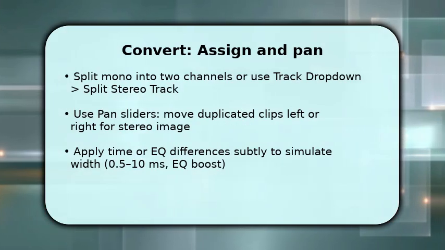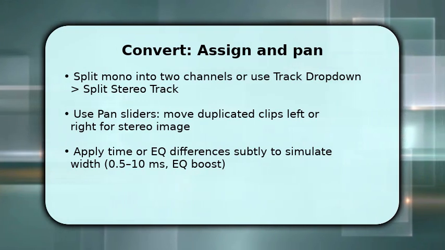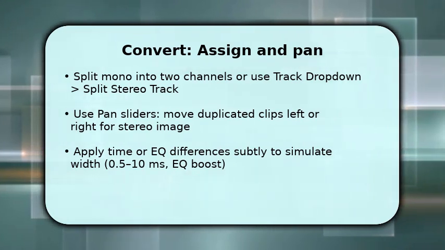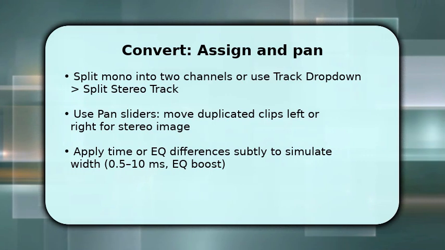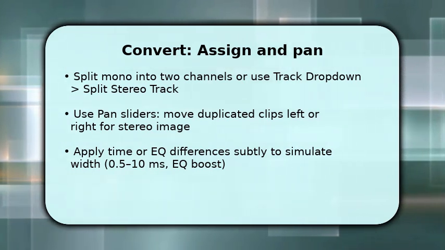Next, assign audio to left and right. If you duplicated the mono, place one copy into the left channel and the other into the right by panning each track hard left and right. This instantly creates a stereo field.